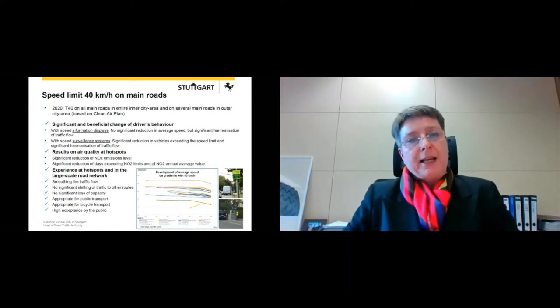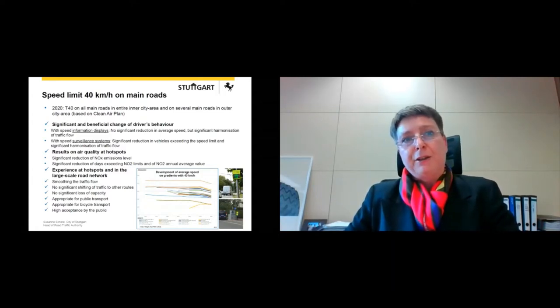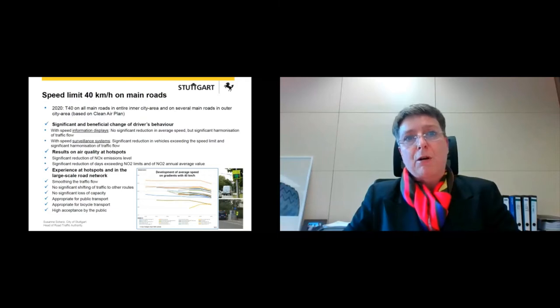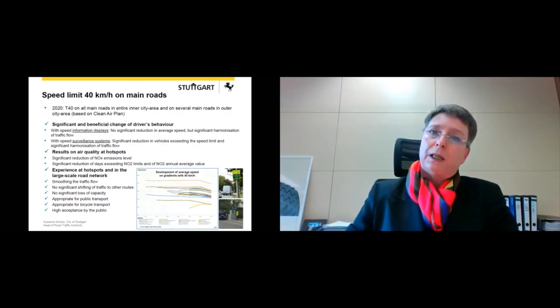Based on these experiences we had with the speed limit of 40 kilometers per hour, we implemented, in the year 2020, so at the beginning of this year, the speed limit of 40 kilometers per hour on all main roads in the entire inner city area and on several main roads in the outer city area. So the experiences all confirmed the good results of this measure instead of 50 kilometers per hour in the main road network. As I told you before, we have this beneficial change of driver's behavior.